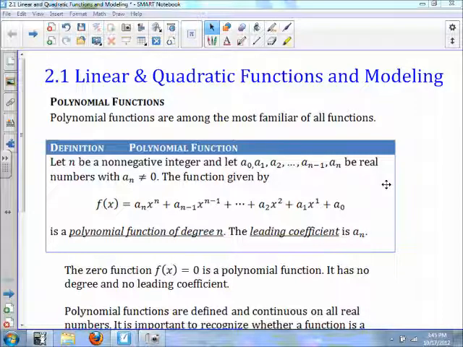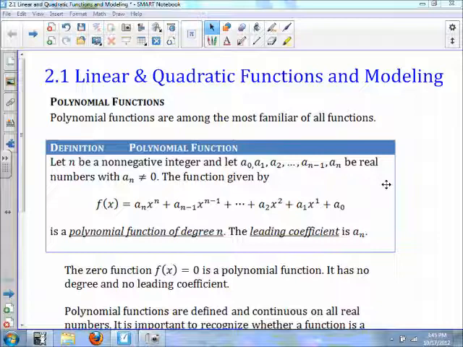Now, polynomial functions are among the most familiar of all functions. You've been working with these since your days in algebra. Now, the definition of polynomial function goes like this. Let n be a non-negative integer, meaning it's got to be 0 or positive, and let a sub 0, a sub 1, a sub 2, all the way to a sub n be real numbers where a sub n cannot be 0. The function given by f of x equals a sub n x to the n power plus a sub n minus 1 times x to the n minus 1 power, all the way plus a sub 2 x squared plus a sub 1 x to the first plus a sub 0 is a polynomial function of degree n.